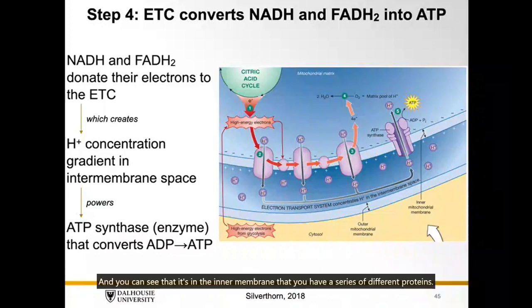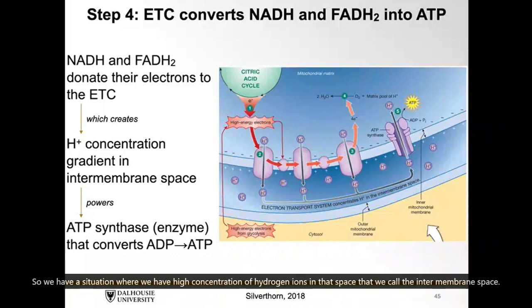And you can see that it's in the inner membrane that you have a series of different proteins. And the role of these proteins is to take all of these electrons, all from NADH and FADH2, and create a proton gradient. Okay, so create a concentration gradient of hydrogen ions, or H+. So you can see here that in between the two membranes, we have lots and lots of H+.